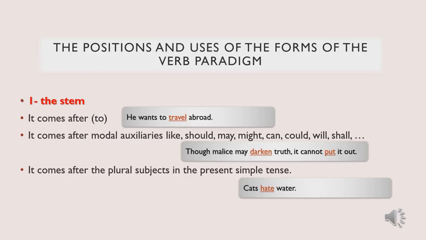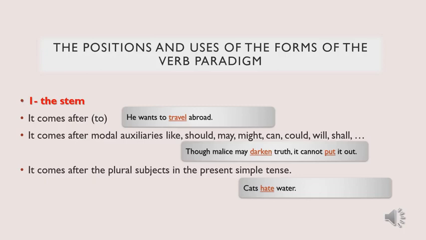For example, he is going to travel. He wants to travel. So after to, we have the stem form of the verb. The second position of the stem is after modal auxiliaries. For example, should, may, might, can, could, will, shall, etc. After them, the form of the verb is the stem. The verb without any inflectional affixes. We should have a verb without any inflectional affixes after these modal auxiliaries.